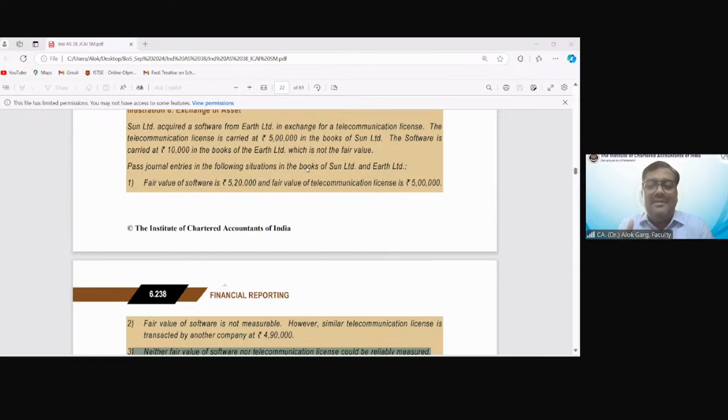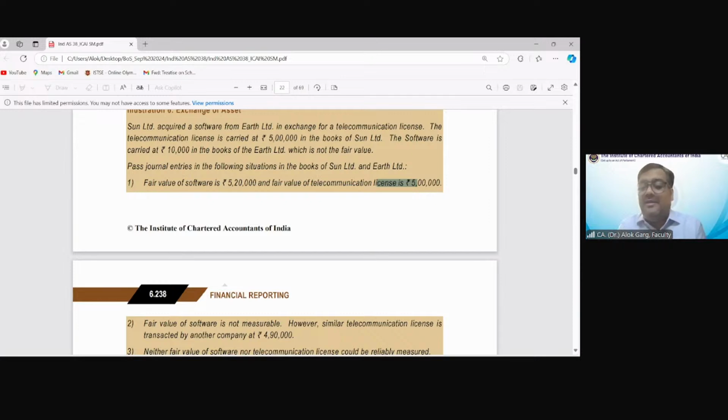Earth Limited is acquiring the telecom license, debit. Earth Limited is surrendering the software, to software. Situation number 1: fair value of software is 5,20,000, which means the fair value of the asset given up. Earth is giving up software. Fair value of the asset given up is 520 and the fair value of the asset acquired is 5 lakh. Which fair value will be used in the books of Earth Limited to measure the value of the telecom license? 520 or 5? It has to be 520.